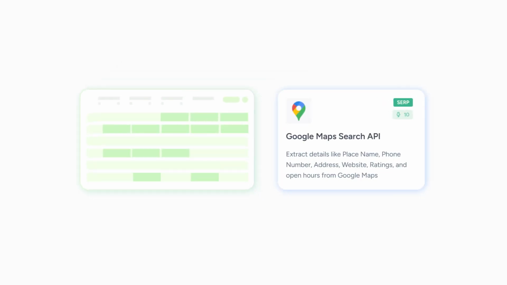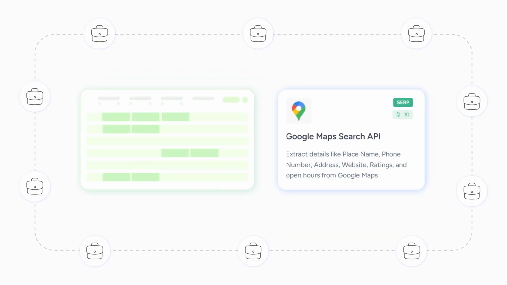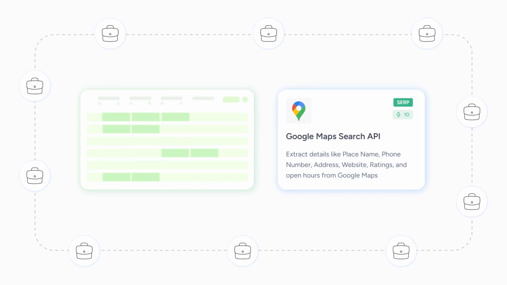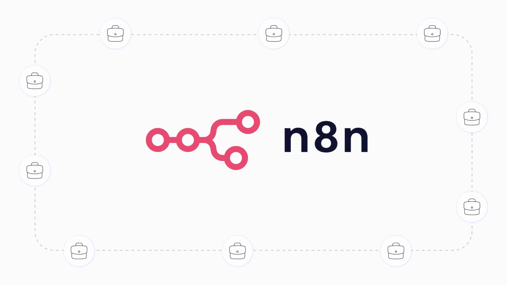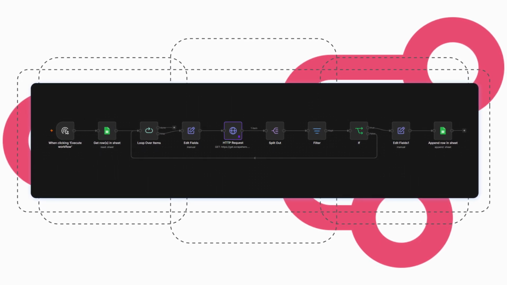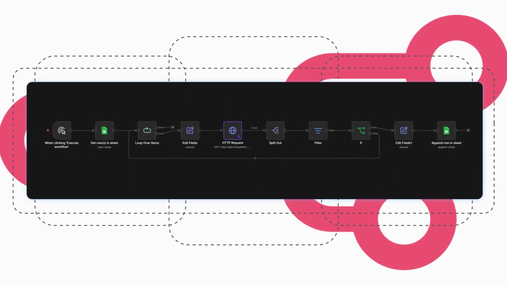In this tutorial, learn how to automatically read search queries from Google Sheets. Use the ScrapeHero Google Maps Search API to find matching businesses and save businesses without a genuine website to a Google Sheet, all using n8n. This workflow can be useful for web development agencies looking to build lead lists.